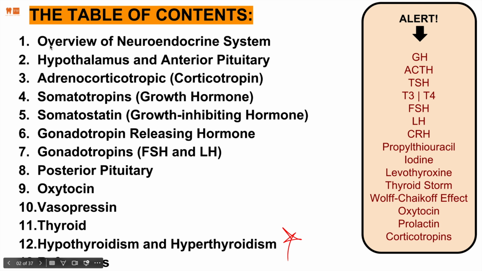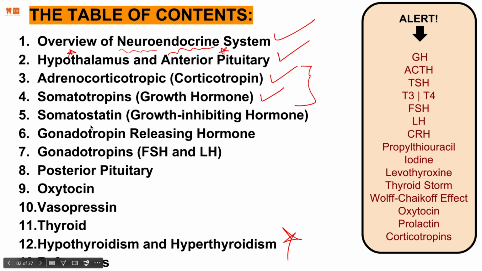Moving on to the table of contents, we have the overview of the neuroendocrine system. Basically, we just need to know where all of these endocrine hormones come from. Then comes the hypothalamus and anterior pituitary, the hypothalamus being where the signals generate from, and the anterior pituitary where the hormones get secreted from. And then, of course, the hormones themselves. We have adrenocorticotropic hormone, also known as corticotropin, and somatotropins, also known as growth hormones. We will definitely look into these in more detail. For now, it's just important to look at the names.